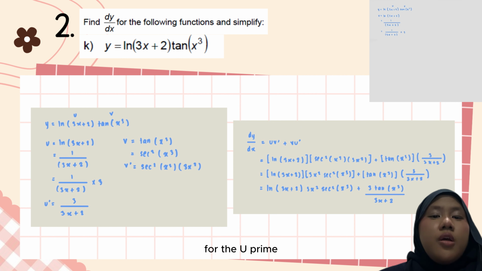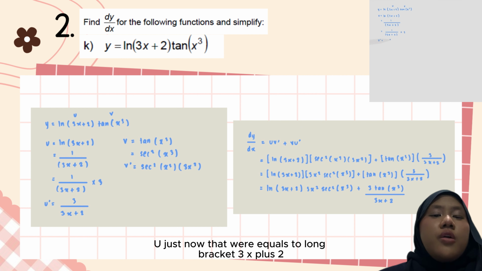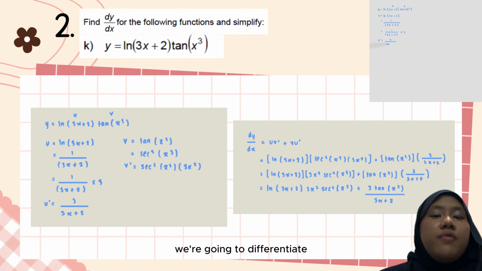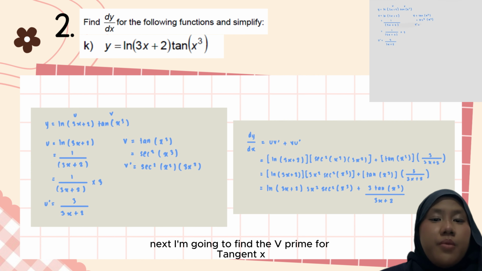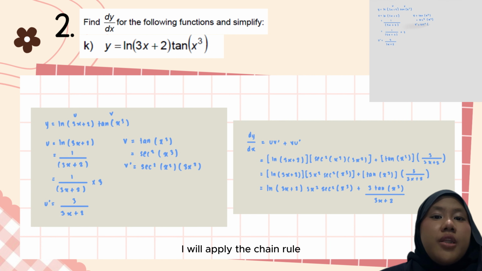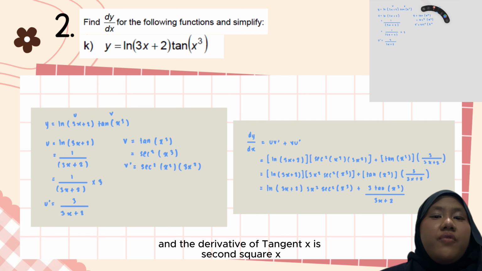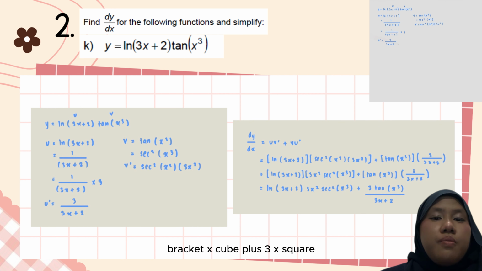For u prime, u is ln (3x plus 2). We differentiate by changing the ln into 1 over x and differentiating the value in the bracket. So u prime equals 3 over (3x plus 2). Next, I'm going to find v prime. For tan x, I will apply the chain rule, and the derivative of tan x is secant squared x.